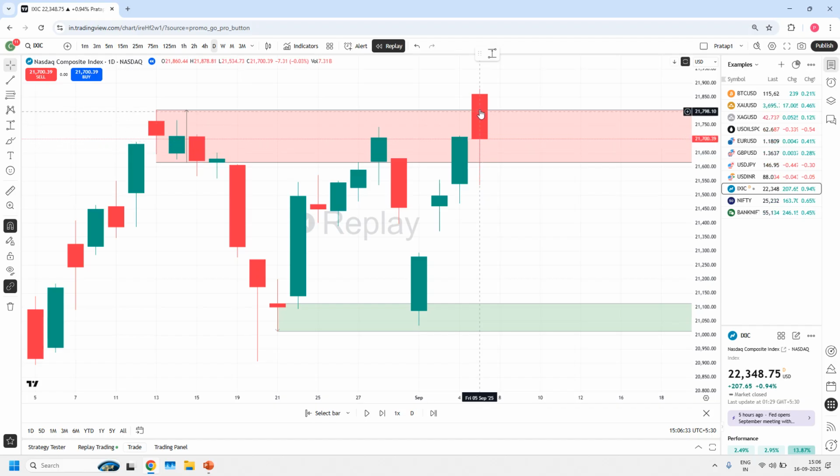See here in this candle what happened? Prices moved up and then came down and closed inside the zone. It consumed all the order flows. Now you tell me what kind of zone it is. Is it a violated zone? No. Because prices came back and again closed inside the zone. It is called a pierced zone.